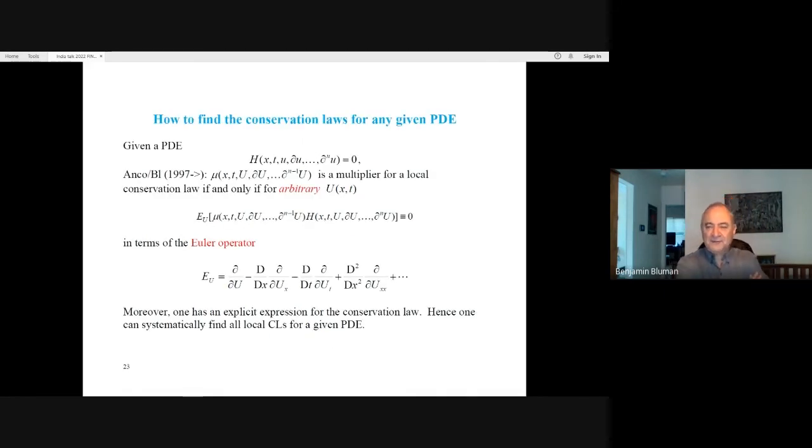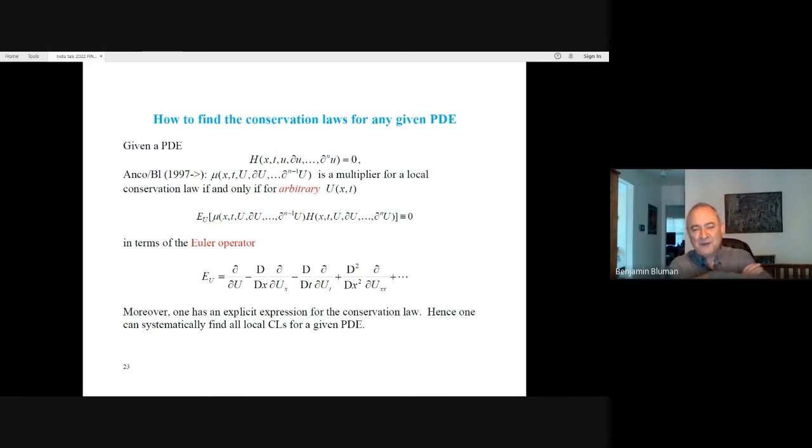Okay, so now we want to talk about how to find the conservation laws for any given PDE system. If you study Noether's theorem, what you find is that it's a multiplier theorem. In fact, you can show that all conservation laws arise from multipliers. So now the question is, Λ(x, u, ∂u, ..., ∂^(n-1)u), an expression depending on x, u and first partials up to order n minus one, is a multiplier for a local conservation law of this particular equation if and only if, and this is very, very important, for arbitrary u of x and t, that is, u does not solve the equation, the Euler operator operating on the multiplier times the equation is identically zero for arbitrary u.